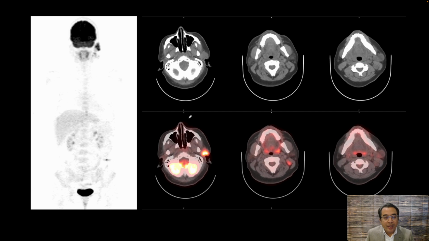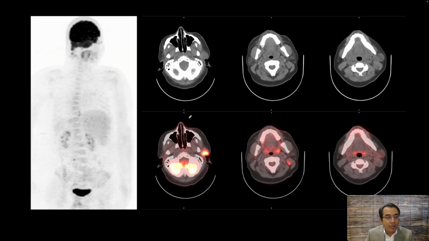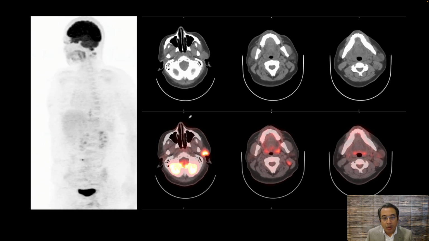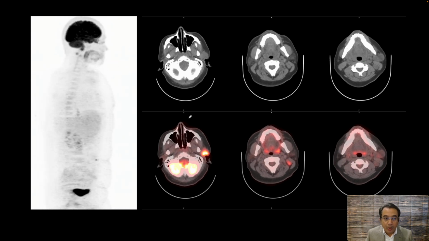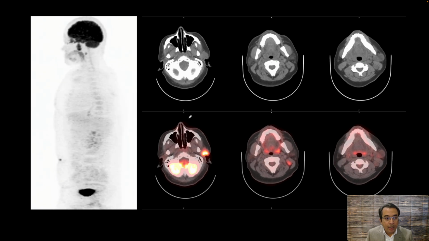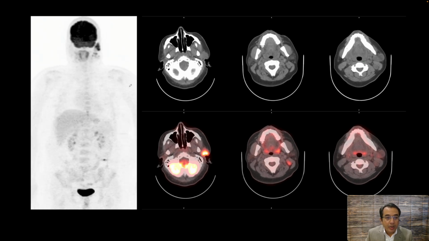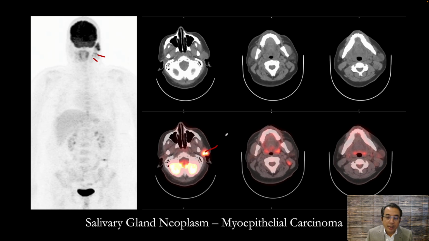Our next patient has a history of a salivary gland tumor. This is their rotating image, and we can see focal hypermetabolism in their left parotid. That's the site of their primary tumor. And just inferior to that, we see some additional foci of increased uptake suggesting metastatic disease. So here are the fused images showing the parotid tumor. This turned out to be a myoepithelial carcinoma, and this is level 2 hypermetabolic lymphadenopathy.